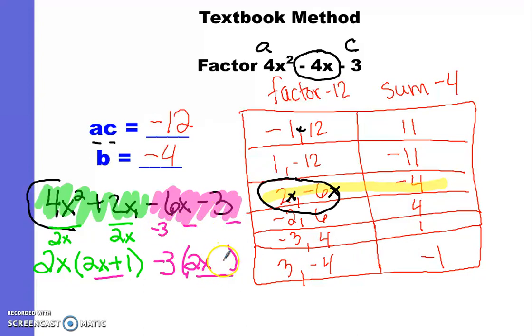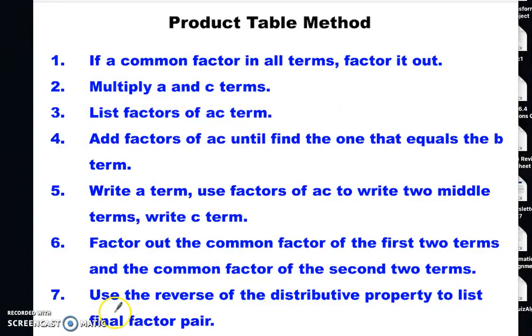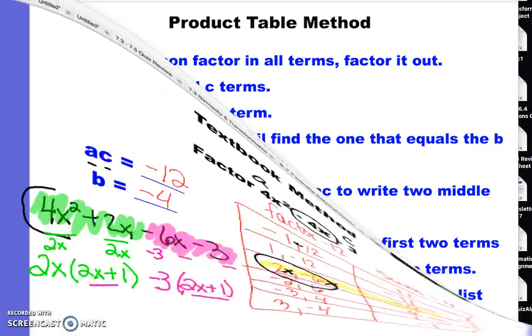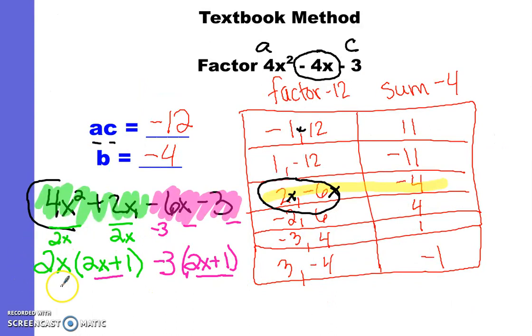And then negative 3 divided by negative 3 is a plus 1. So if you notice, 2x plus 1, 2x plus 1. So the next thing that I do, my next step, is you're going to use the reverse of the distributive property to list the final pair. So I'm going to combine these two, so 2x minus 3, and when I say combine, you can't combine those terms, right? And they're multiplied by the 2x plus 1.